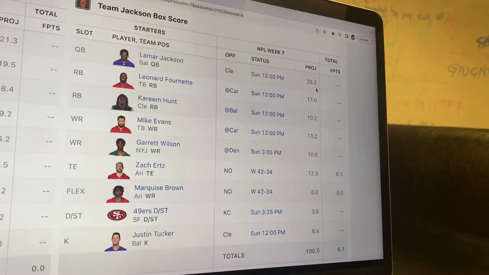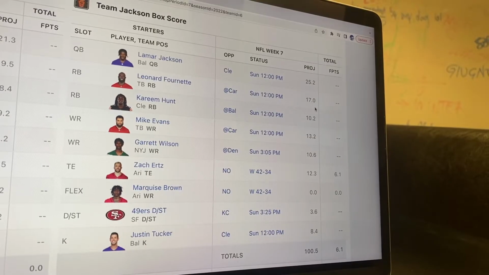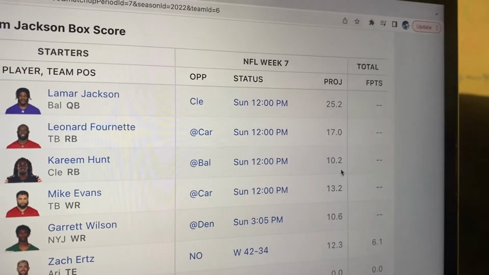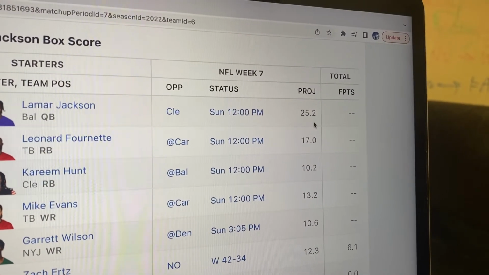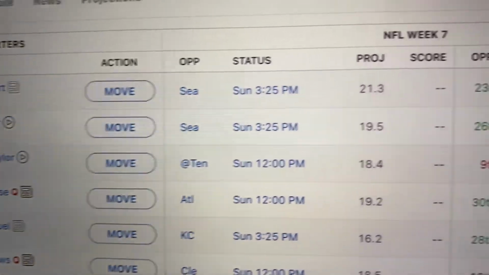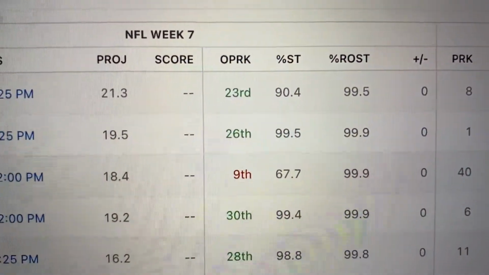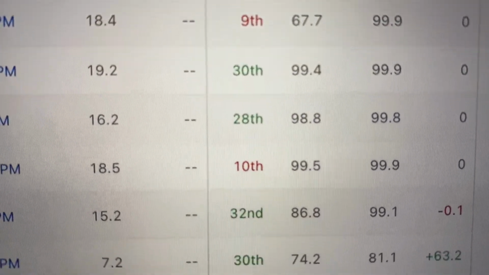You can also look at projected metrics for individual players, and you can move players from your bench to your starting lineup if they have a favorable matchup. One stat I like to look at to determine this is opponent rank, which shows how the defense is ranked prior to the upcoming game.